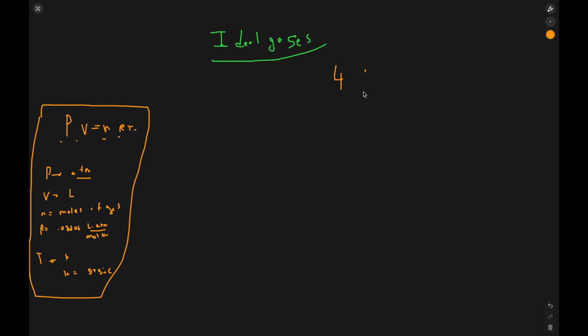If you have 4 liters of gas in, let's say, 2 atmospheres and at 0 degrees Celsius, all right, how many moles of gas do you have? So you're solving for n, right? So you do PV divided by RT equals n. So that's 4 liters times 2 atmospheres divided by 0.08206 and 273 Kelvin.